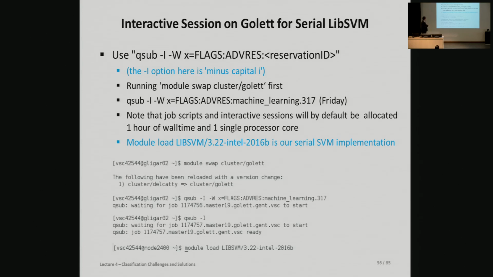The first thing to do is log in. When you have logged in, do module swap cluster Golet, that we learned yesterday, in order to switch to this particular cluster. Once you have done this, create an interactive session. And as Kenneth just said, we have a new reservation. If you have this already in your history in Unix, please make sure that you change 316 to 317, which is the reservation today.